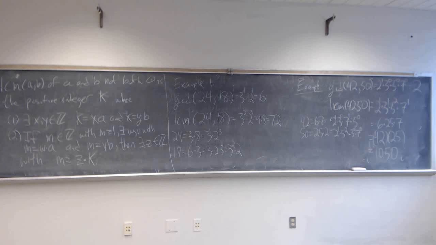Oh wait, let me clear that again, hold on. Let's see, that should be 2 times 3 times 25 times 7. And it is indeed 1050. Okay, so that concludes some talk about the integers.